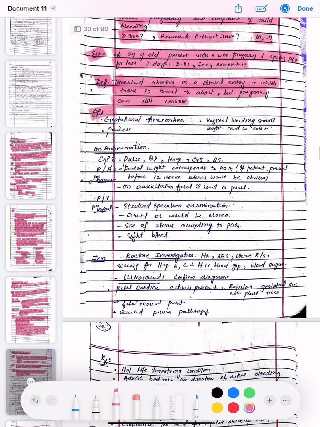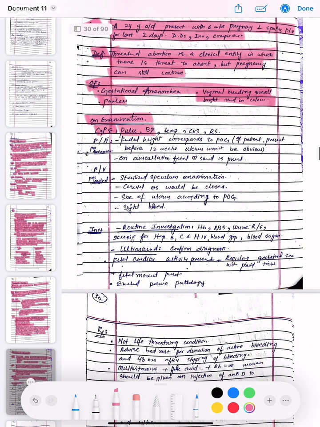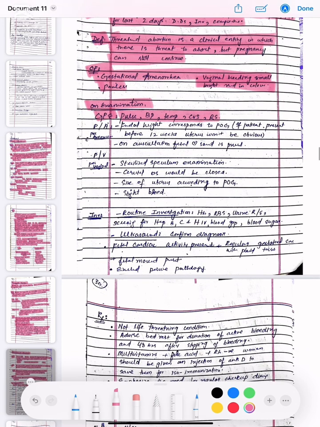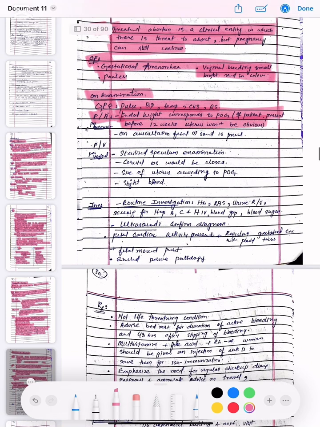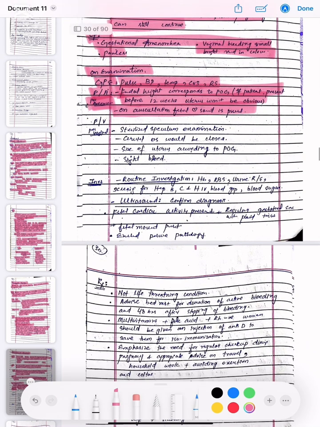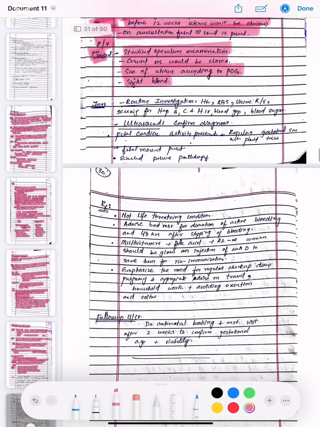So on examination, GPE, pulse, BP, temperature, CVS, and RS is done. Fundal height corresponds to POG. If patient presents before 12 weeks, uterus won't be obvious per abdomen. On auscultation, fetal heart sound is present. Per vaginal, sterilized speculum examination is done. Cervical os would be closed. Size of the uterus according to POG and slight bleeding will be present.